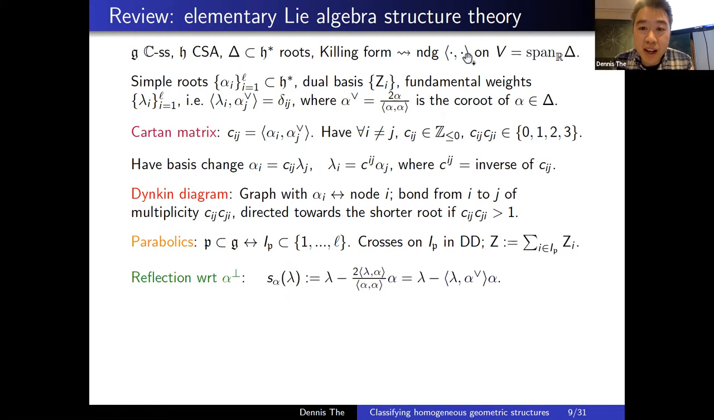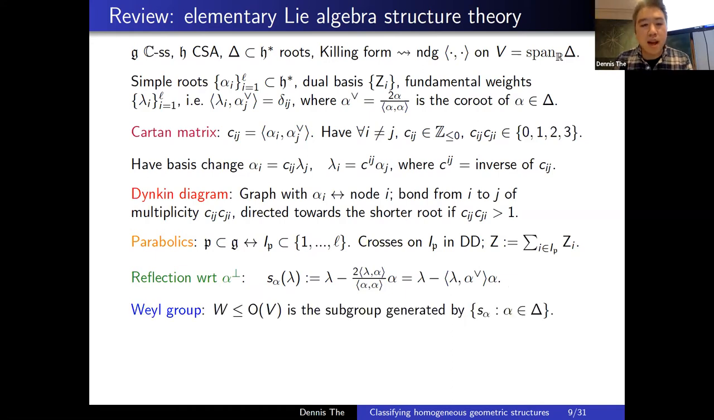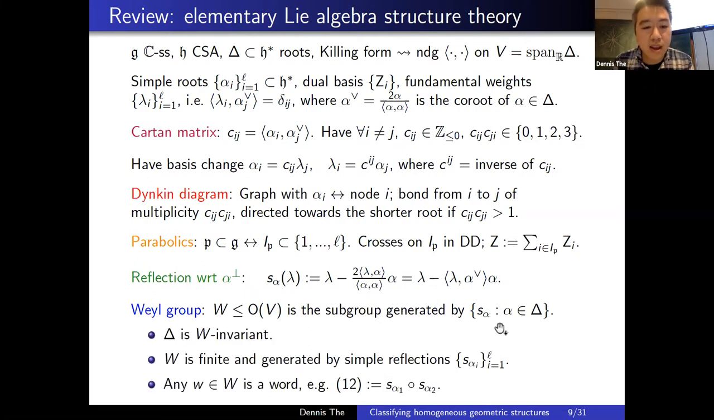I have this inner product on V, and this gives me some geometry. So associated to each root alpha, I have its perpendicular hyperplane. And I can take the reflection through that hyperplane, given by the usual formula. These reflections generate a group, and since they preserve the inner product, you get a subgroup of the orthogonal group, and you have some nice properties associated to this group.